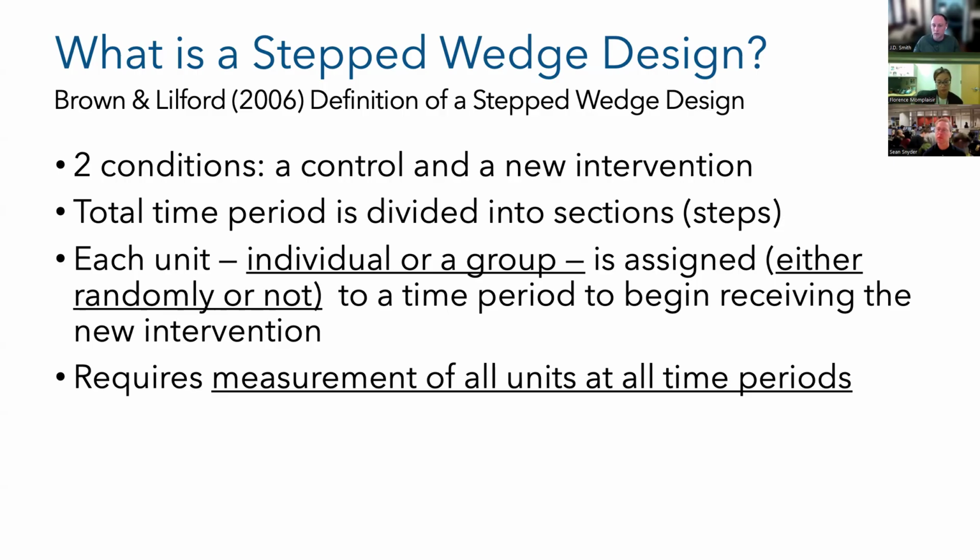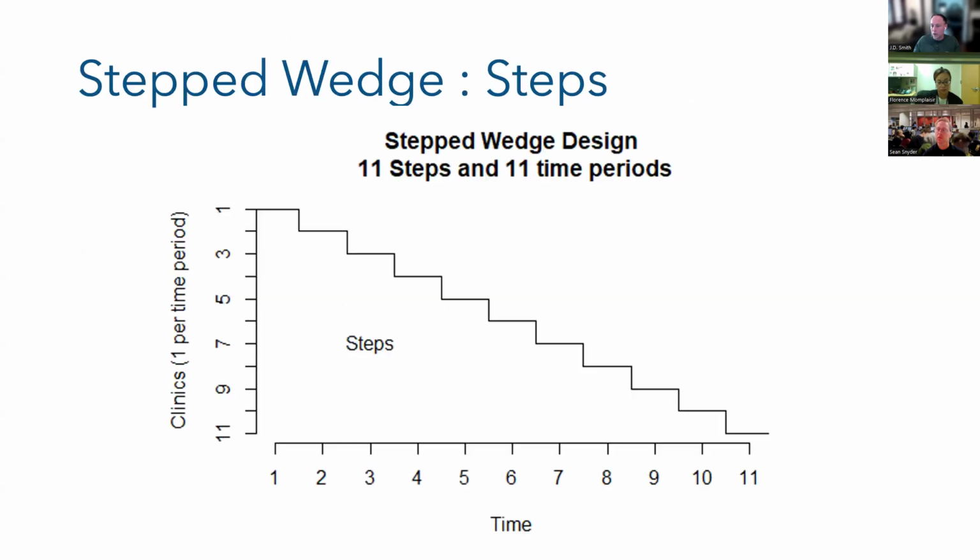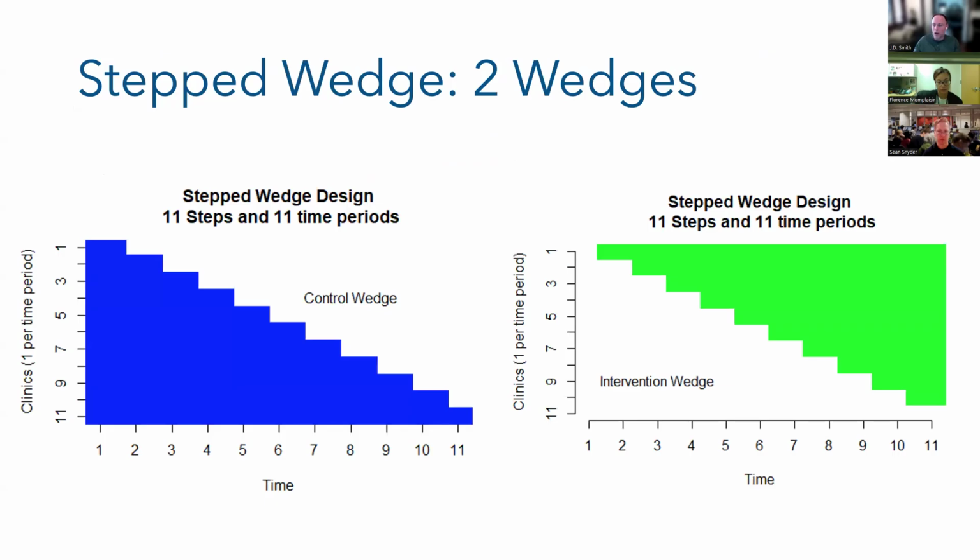And so what that looks like is you have time on your x-axis, and you have the number of clinics, hospitals, care teams, et cetera, that's your unit of randomization, or just unit of assignment, on your y-axis. And the crossover points form steps. So that's why it's called a stepped wedge. Where does the wedge part come in? The wedges are your data.